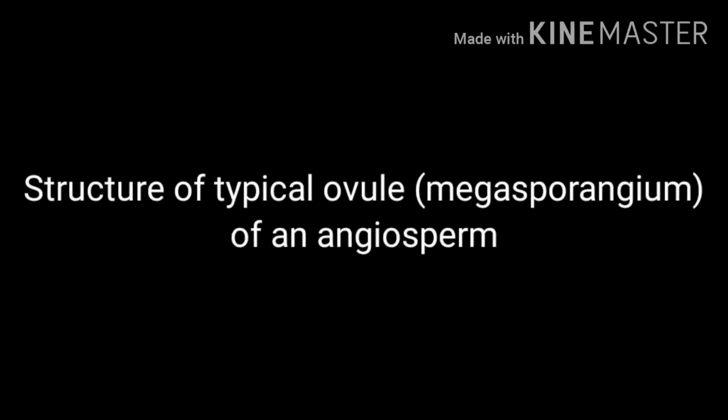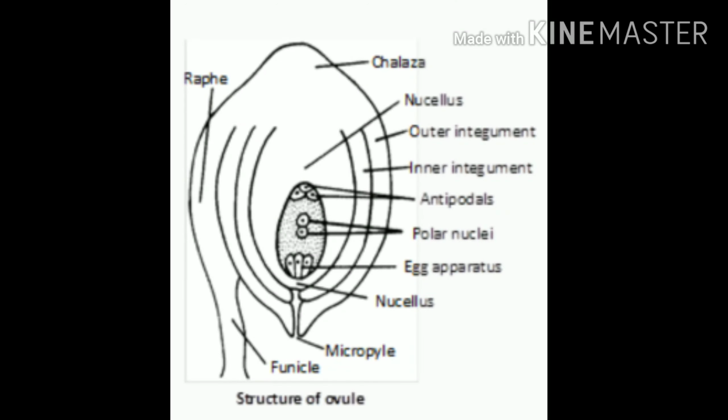Let's move on to the detailed structure of a typical ovule of an angiosperm, that is megasporangium. In case of angiosperms, they mostly contain anatropous type of ovule, which is bitegmic, that means containing two integuments covering layer. Ovule arises from placenta and it is attached to the placenta by a stalk called funicle. Hilum is a junction between ovule and funicle, and each ovule has one or two protective envelopes called integuments. They encircle the ovule.